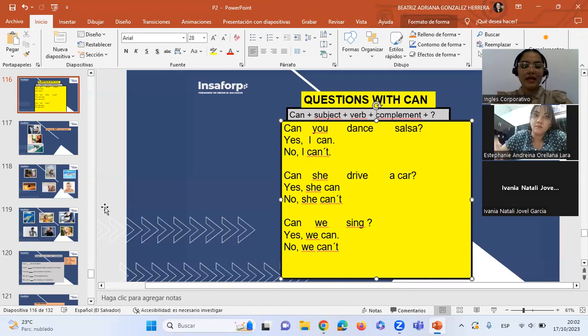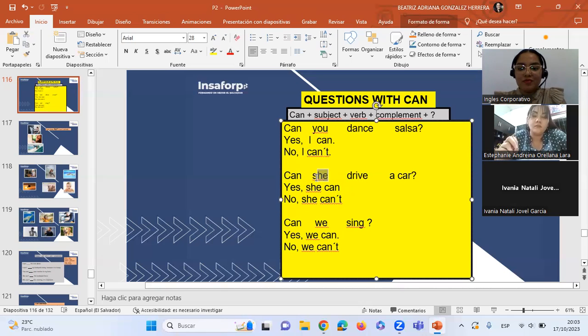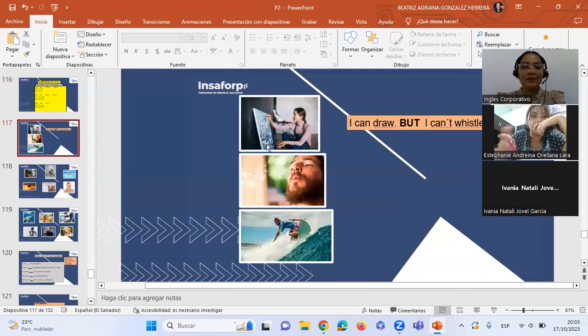Okay, let's see. Veíamos una diferencia también del simple present and can. ¿Por qué no agregamos S al verbo? Do you remember that? Porque can y can't ya son auxiliares. Okay, excellent. So we don't use the S. Perfect. Okay. Now we have here some examples, right?